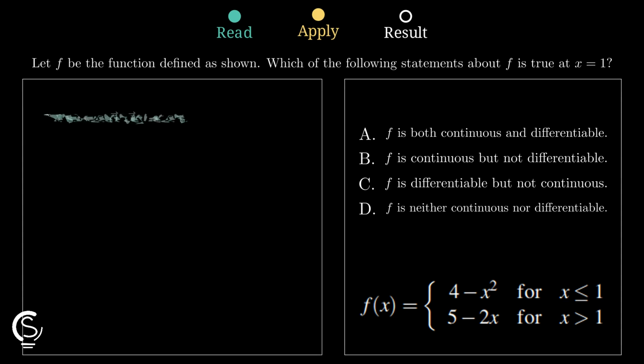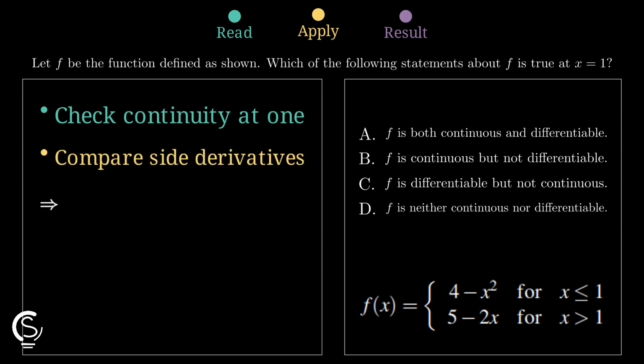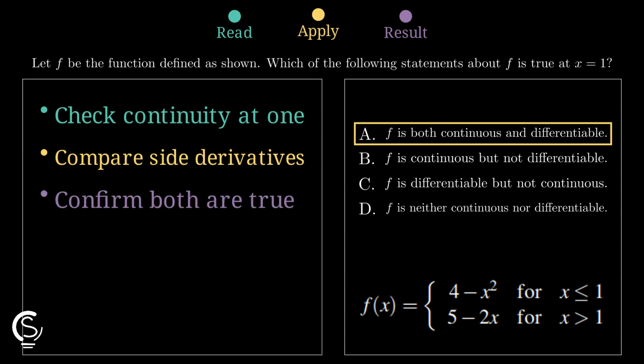Next, test differentiability by comparing the slopes coming from both sides at x equals 1. If those side derivatives agree, there is no corner, cusp, or sharp break there. So both tests work at x equals 1. The function is continuous, and the left and right slopes match, which makes it differentiable too.